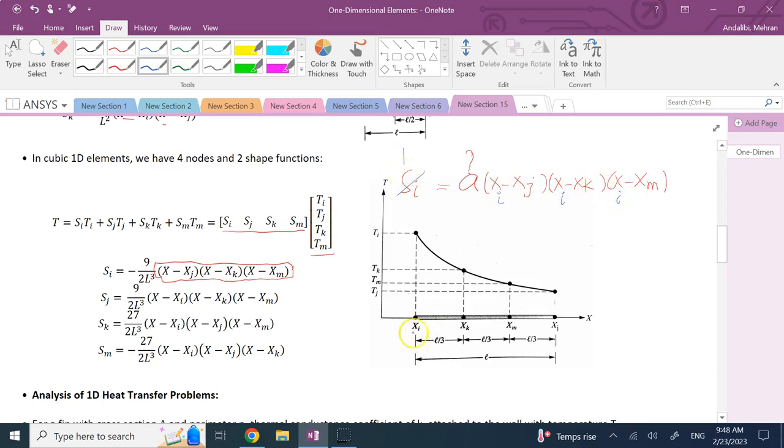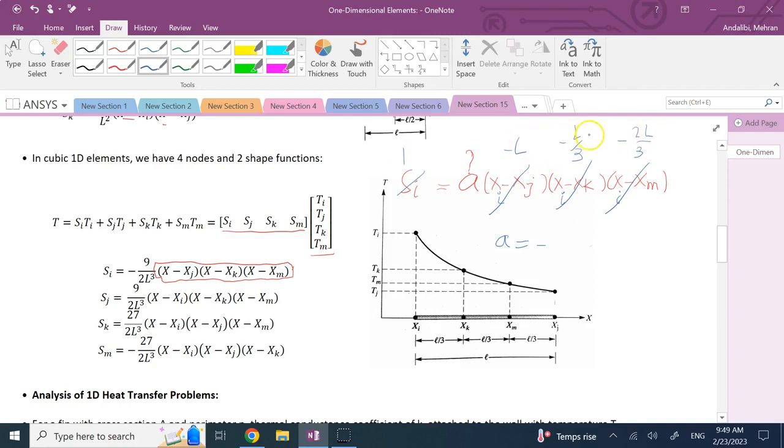Well, how much is it? Xi minus xj is clearly what? As you can see, it's negative L, right? xi minus xk is negative L over 3, and xi minus xm is negative 2L over 3. So this A times those three entities should be equal to 1. So clearly A is the reciprocal of the product of them. There are three negatives, so I need another negative to make it all positive 1.